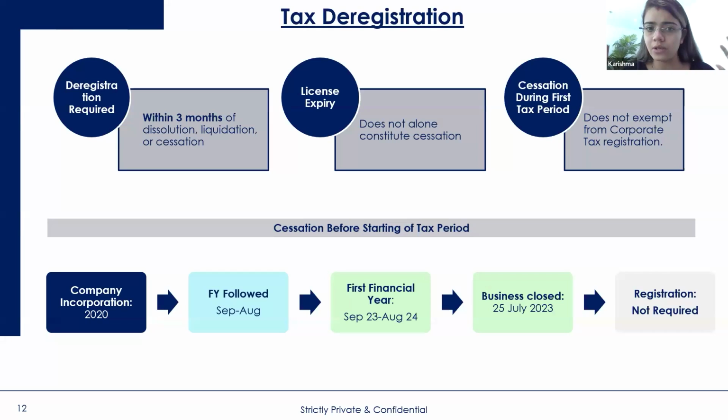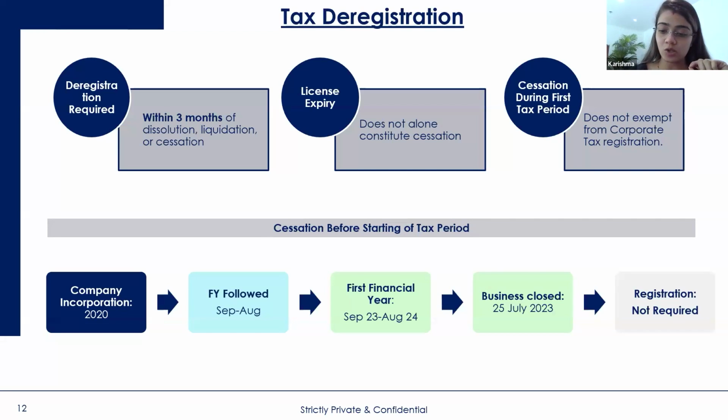Just to elaborate, say the company was incorporated in 2020 and follows a financial year from September to August. Effectively, the first financial year would be September 23 to August 24, as per the clarification and the law. I hope everyone is clear with that. Now, suppose the same business is closed on 25th July 2023, before the company has entered its first tax period. Only in that case is the company not required to register, and thus it is exempt from deregistration as well. This applies only to companies that have taken the wise decision to deregister or liquidate before they enter the corporate tax period.